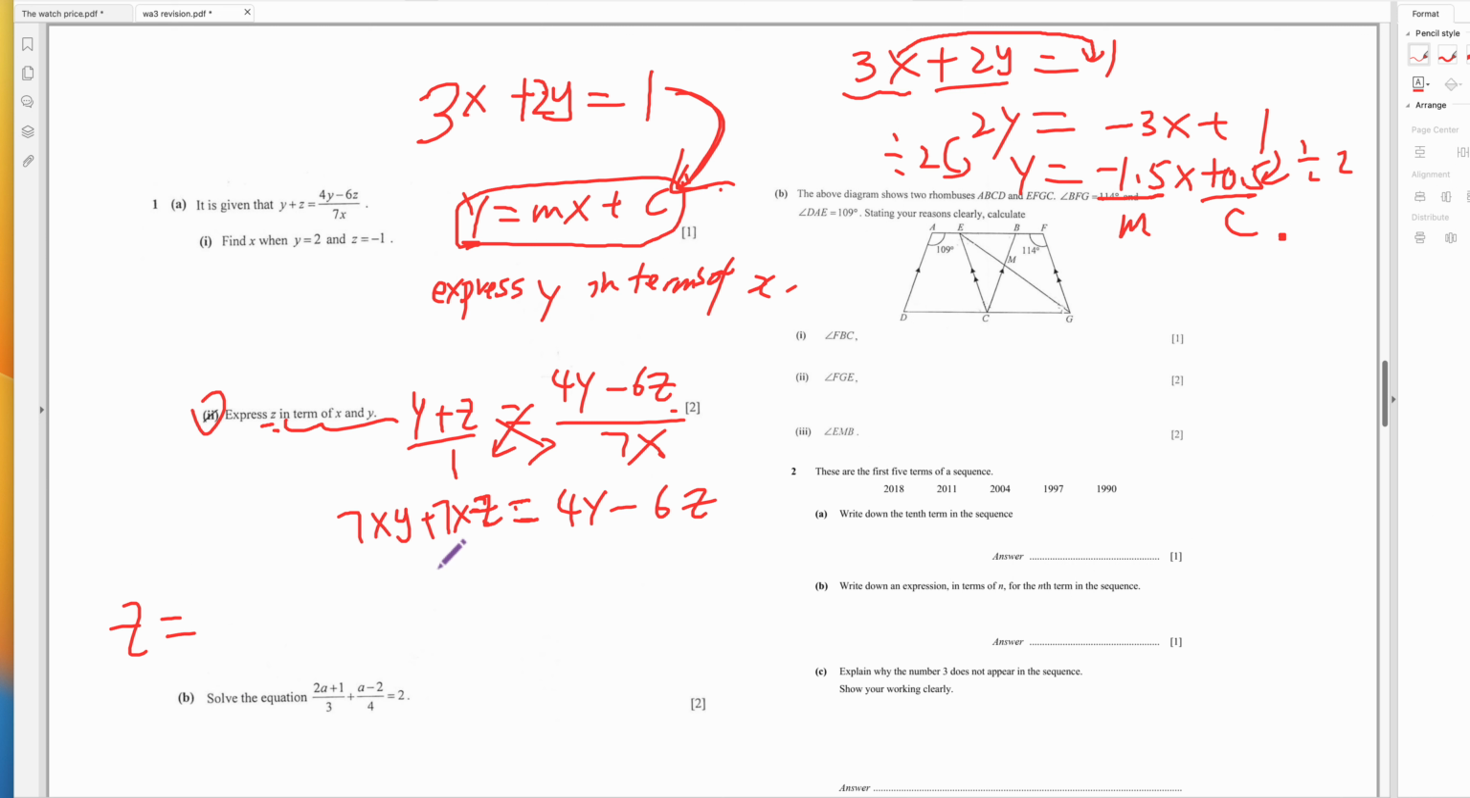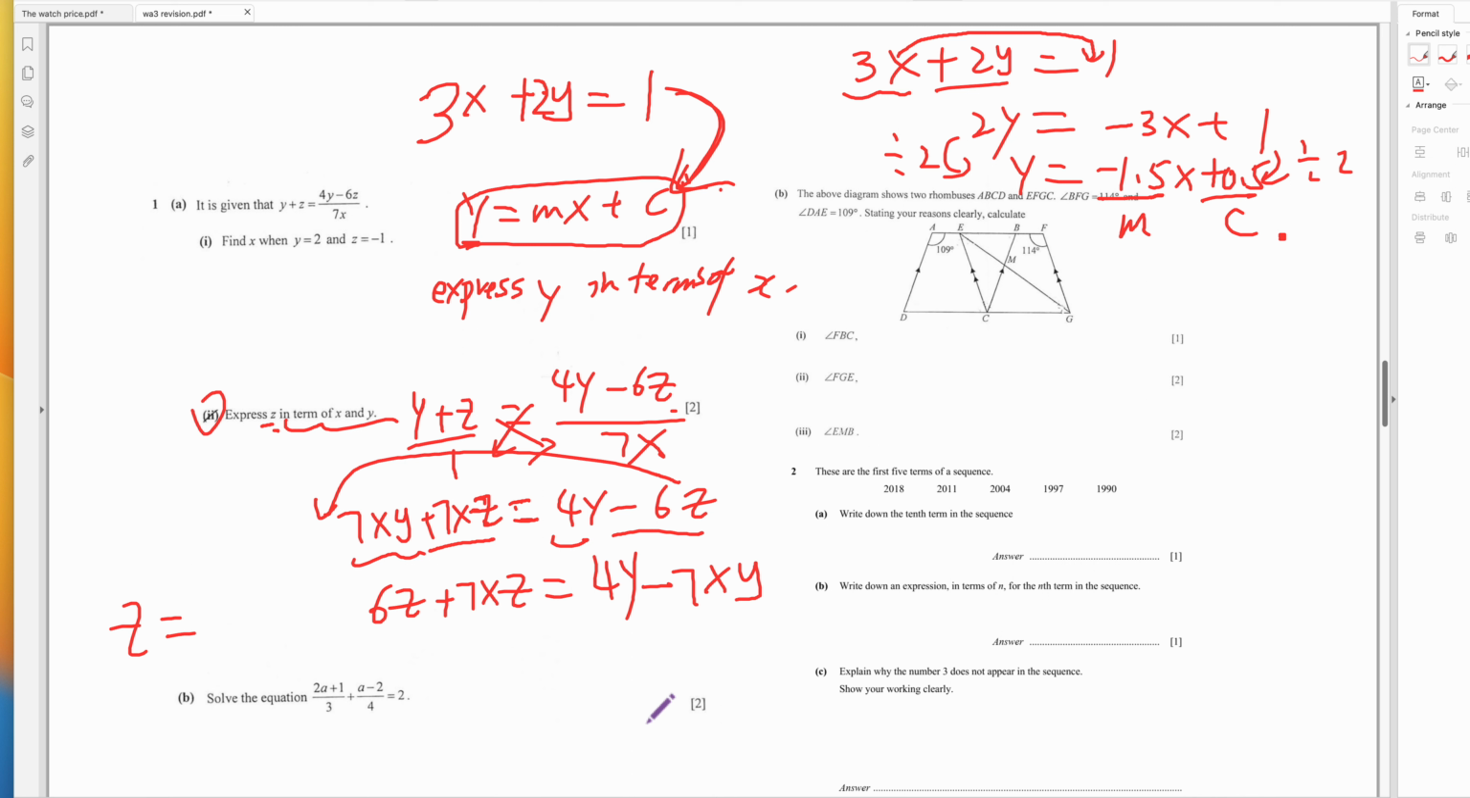So it means you want your z to be on the left hand side. Now, one of the z terms is already on the left, which is this. Then this z somehow is on the right. So what you need to do? You put it in front and change the sign. Correct. So 6z plus 7xz equals to 4y. Okay, good. This one no need to move.